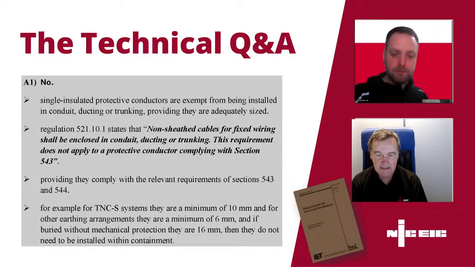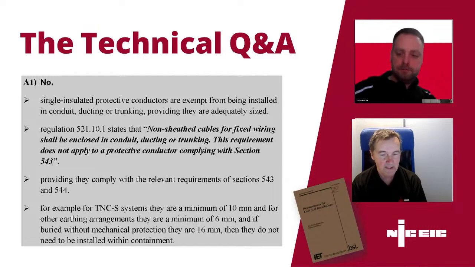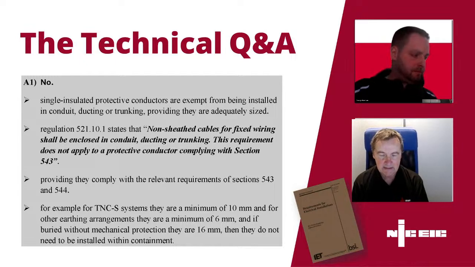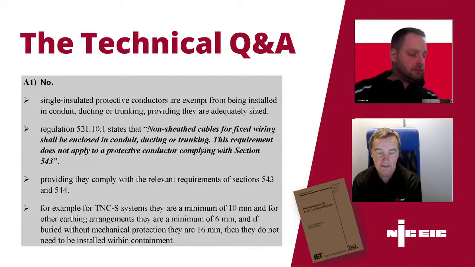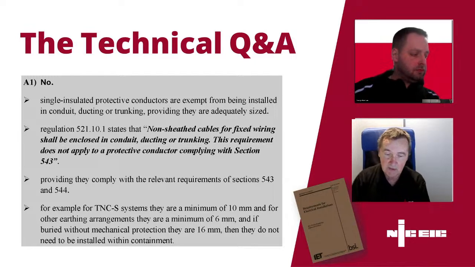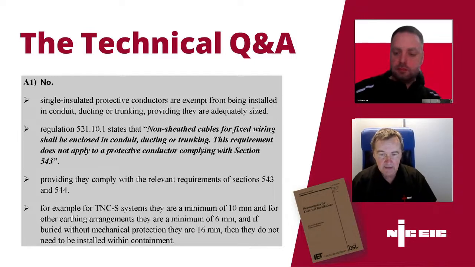Single insulated protective conductors, which includes bonding conductors, are exempt from having to be installed in conduit or trunking, providing they're adequately sized. Regulation 521.10.1 tells us that non-sheathed cables for fixed wiring shall be enclosed in conduit, ducting or trunking. But then it's got the second sentence: this requirement does not apply to a protective conductor complying with section 543. 543 is all about sizing the relevant protective conductor.